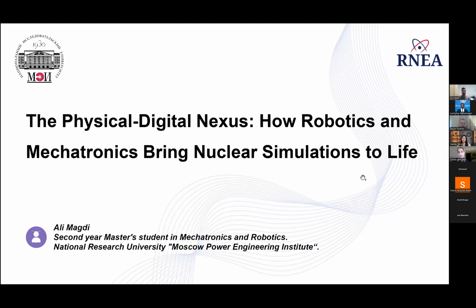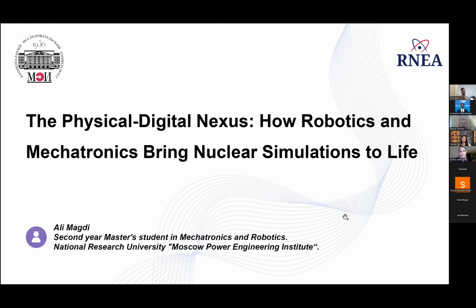When we start to talk about simulating the atom or digital twins for nuclear plants, we usually think about physics, math, and powerful computers. And that makes sense. This is the core of it. But I am here to talk about something a little different. I am a mechatronics and robotics engineer, and my job is to build the tools that make those simulations useful in the real world.